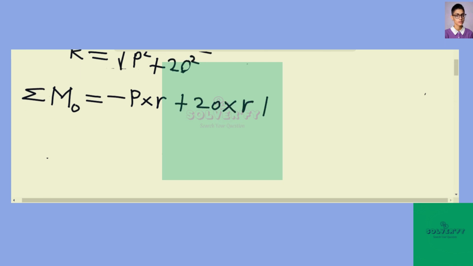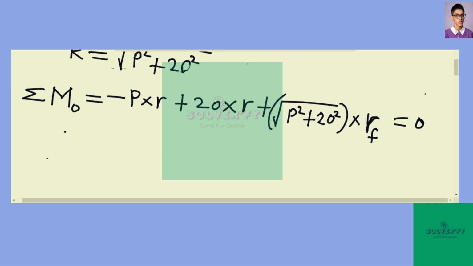Plus our R, that reactive force, whose components are inside the root, the sum of their squares. You have this one. The force is going through a distance, and it is actually going through this radius which we have found. We can now equate everything to zero.